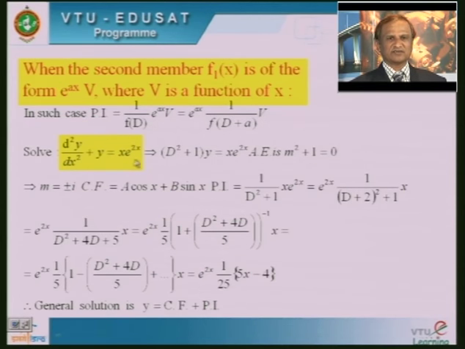We want to find out the solution. How are we going to find it? In the usual form, write down the auxiliary equation. Replace d by dx by capital D: D square plus 1 into y is equal to x into e to the power 2x. Is it clear? Replace D by m. I hope you will get m square plus 1 is equal to 0 as the auxiliary equation. Therefore m square is equal to minus 1, so m is equal to plus or minus i.